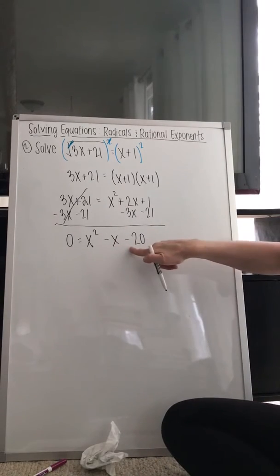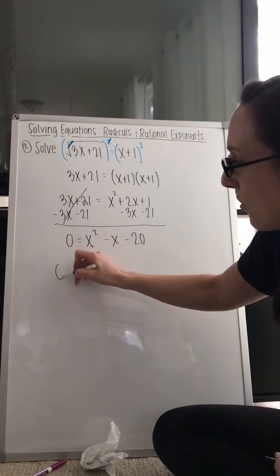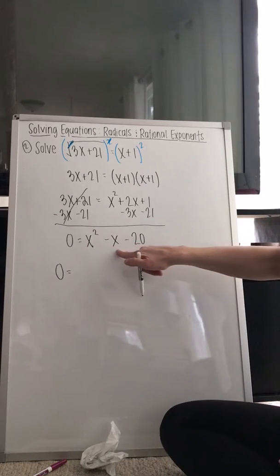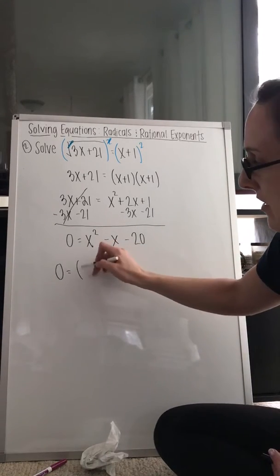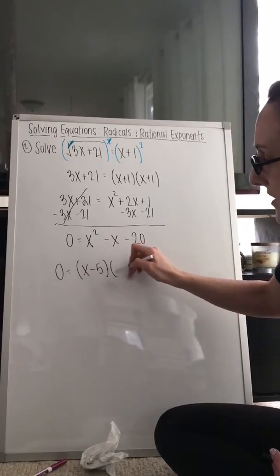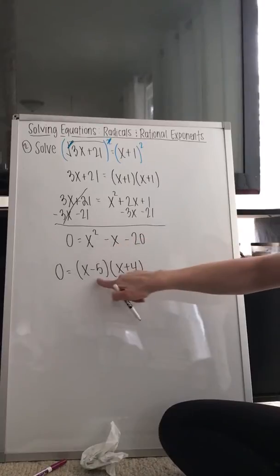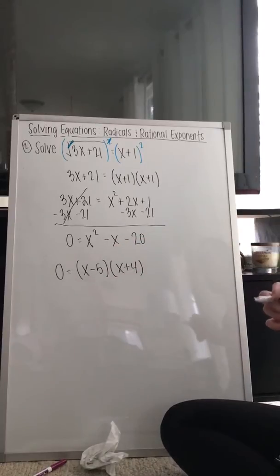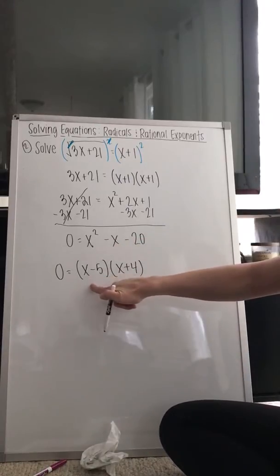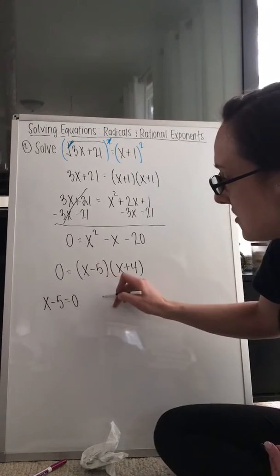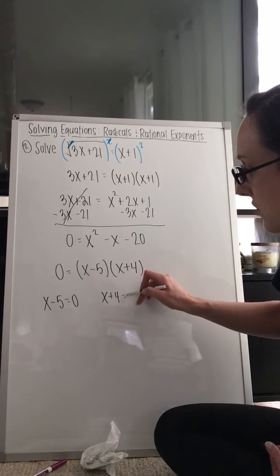And then I want to go ahead and factor this. So I'm looking for factors of negative 20 that add to negative 1. That will give me a negative 5 and a positive 4, because negative 5 plus 4 gives me the negative 1, and negative 5 times 4 gives me the negative 20. I can go ahead and separate this using my zero product property. So x minus 5 equal to 0 and x plus 4 equal to 0.